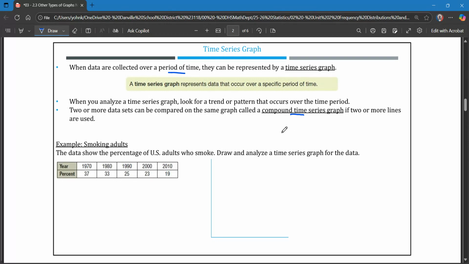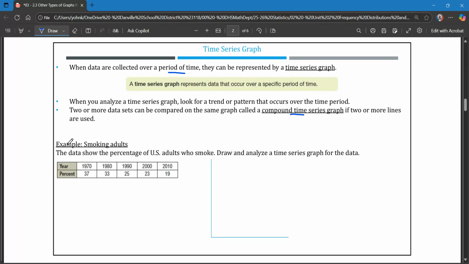And that's when you're going to use two or more lines. You could look at the differences in male age that they crashed their first car. So you might have all the different ages for the males, and then maybe you want to compare it to females. So you could do some kind of comparison.